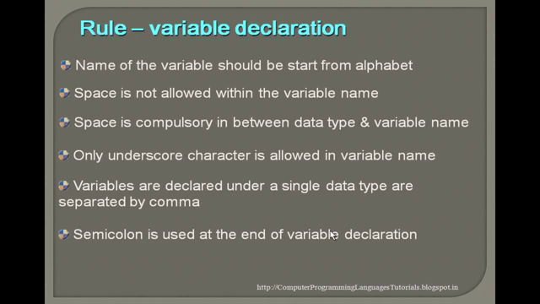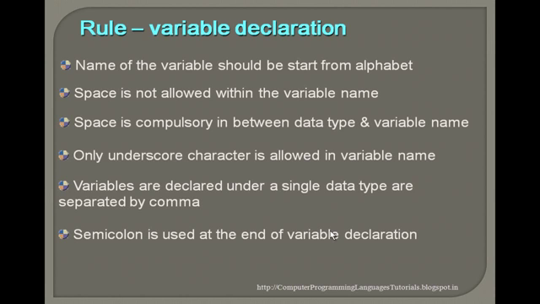While declaring a variable, you have to satisfy some rules. The first rule is that the name of the variable should start with an alphabet. You can declare variables like roll number, name, total, percentage, but the first letter should be an alphabet. Underscore is also allowed as a first letter. Space is not allowed within the variable name. If you want to write roll number, then don't give a space between roll and number, or if you want to separate the variable name, then use an underscore character. But space is not allowed in a variable name.